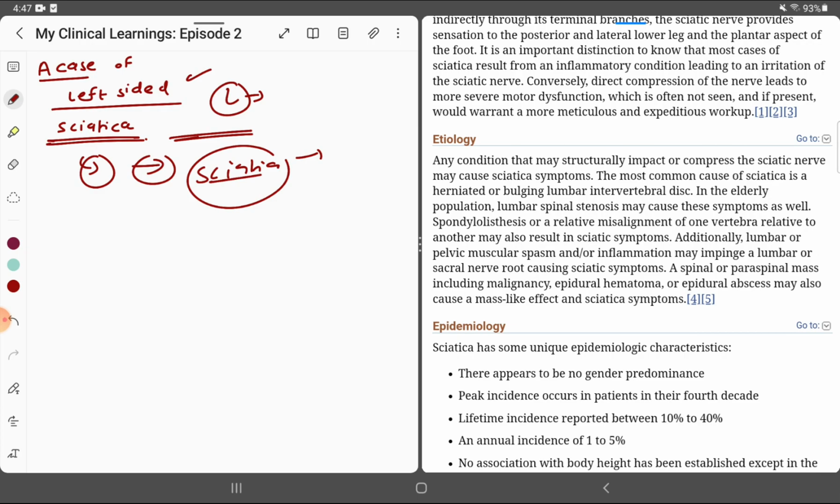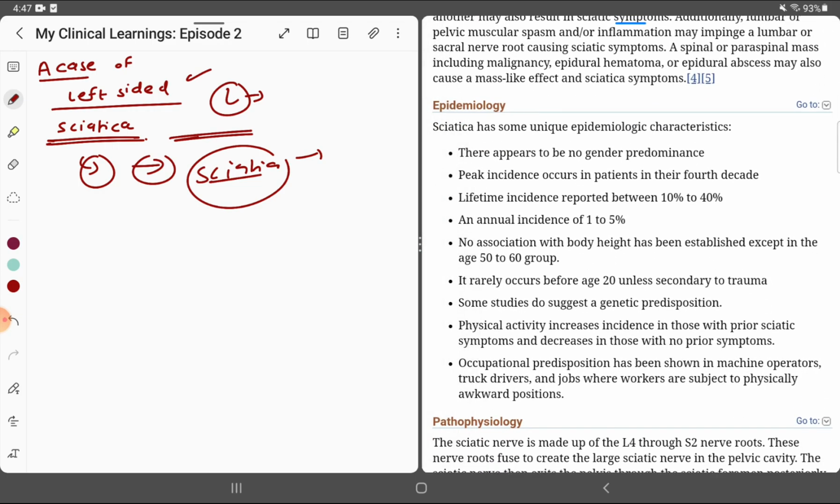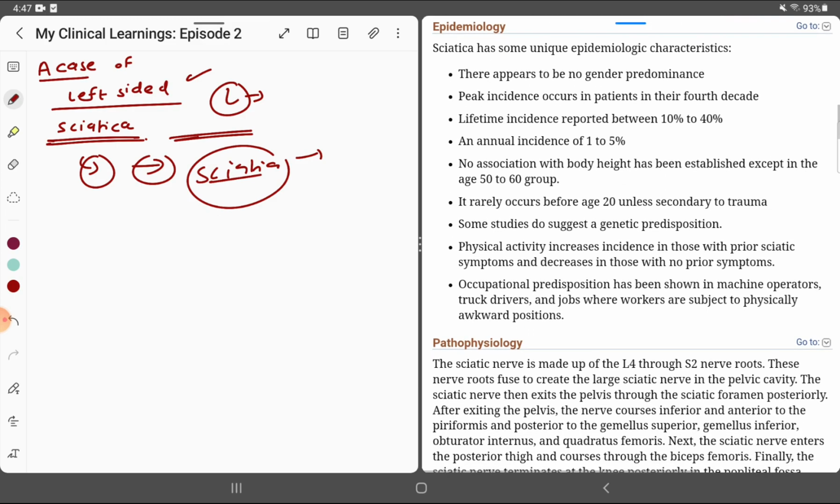Spondylolisthesis, or a relative misalignment of one vertebra related to another, may also result in sciatica symptoms. Additionally, lumbar or pelvic muscular spasm and or inflammation may impinge a lumbar or sacral nerve root causing sciatic symptoms. A spinal or paraspinal mass including malignancy, epidural hematoma or epidural abscess may also cause a mass-like effect and sciatica symptoms. The epidemiology, we'll skip this part for the time being.